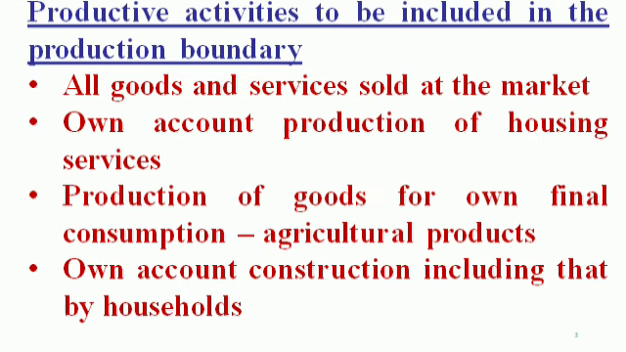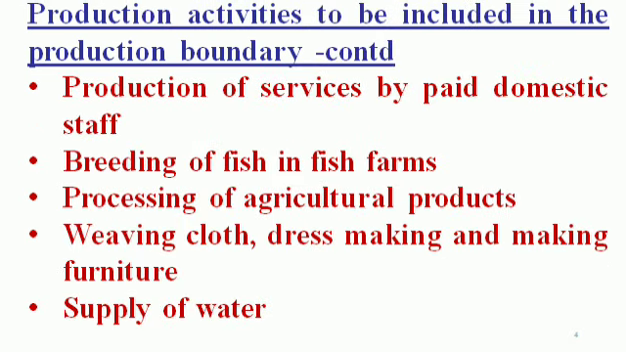These are all goods and services sold at the market, own account production of housing services, production of goods for own final consumption like agricultural products, own account construction, production of services by paid domestic staff, breeding of fish in fish farms, processing of agricultural products, weaving cloth, dressmaking and making furniture, and supply of water.